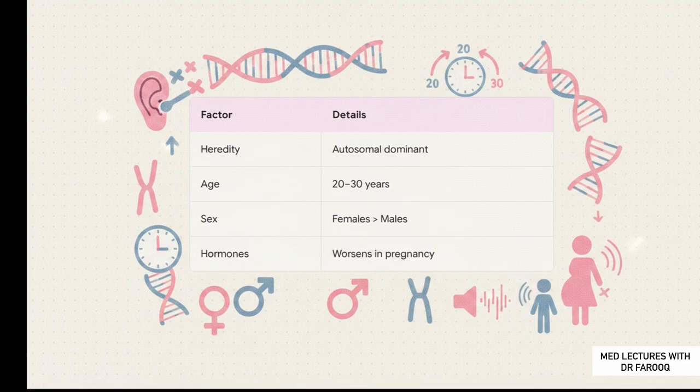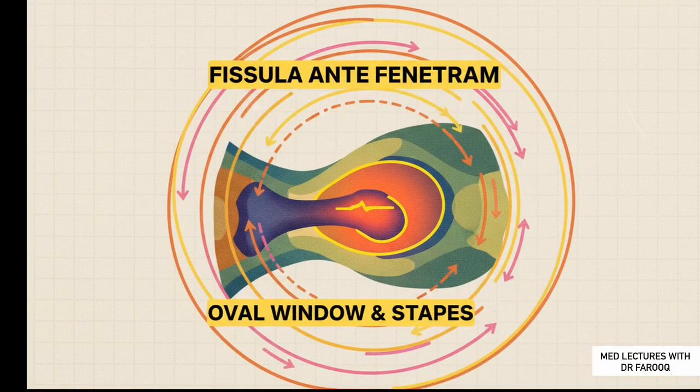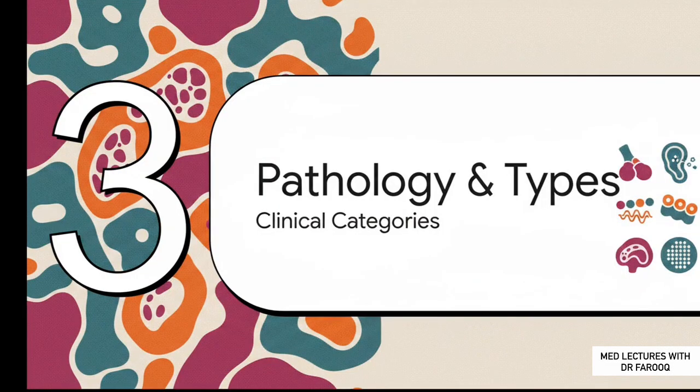On top of that, there's a massive sex predilection. Females are affected twice as often as males. And crucially, hormonal shifts, like those during pregnancy or menopause, can drastically accelerate and worsen the hearing loss. Now, let's talk about the primary site of predilection. The exact anatomical sweet spot where this disease prefers to kick off is called the fistula antefenestrum. This is a tiny cleft of embryonic cartilage that sits right in front of the oval window. Look, when you see a board question asking for the initial site of stapedial otosclerosis, fistula antefenestrum is your essential, non-negotiable answer.